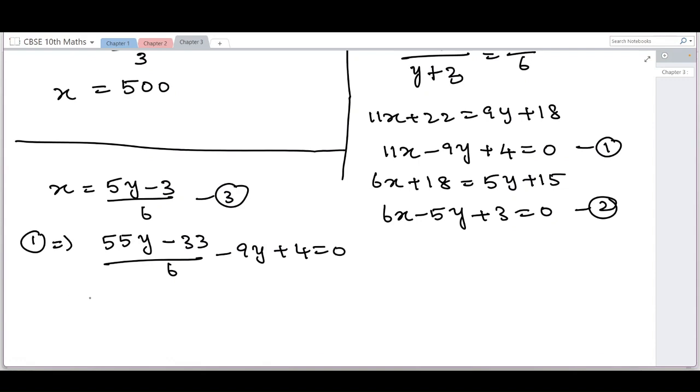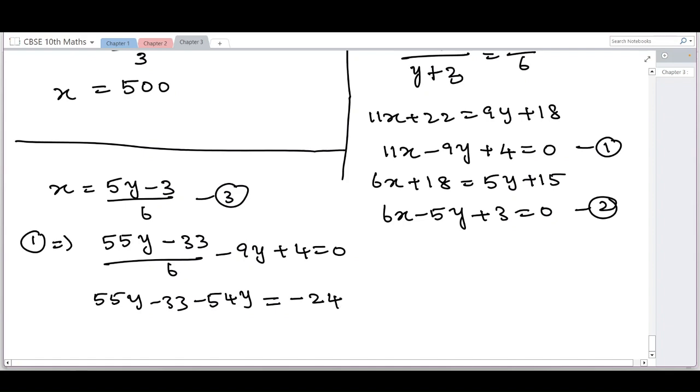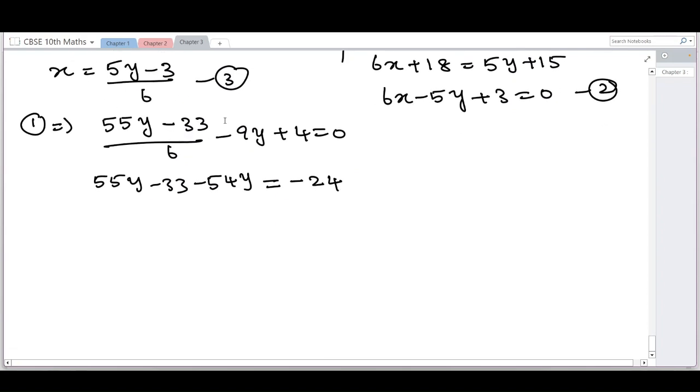Fine. So if you take LCM, you will get 55y minus 33 minus 54y, which is equal to minus 24. So y equal to 33 minus 24. So you will get the answer to be 9.